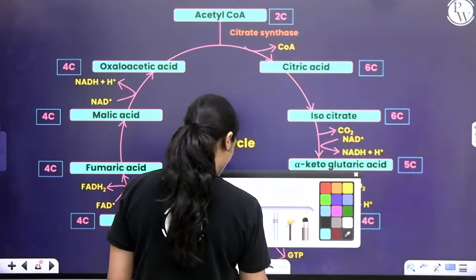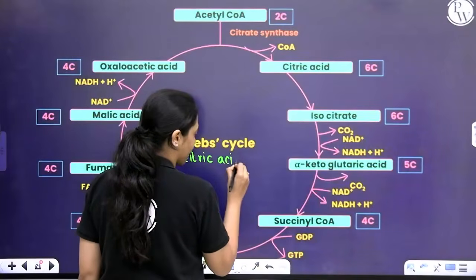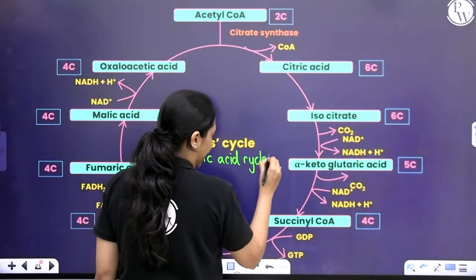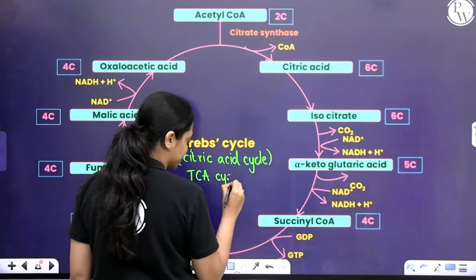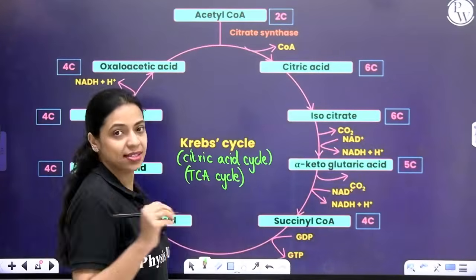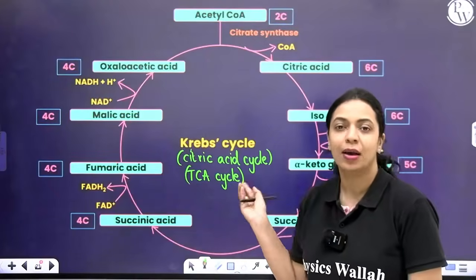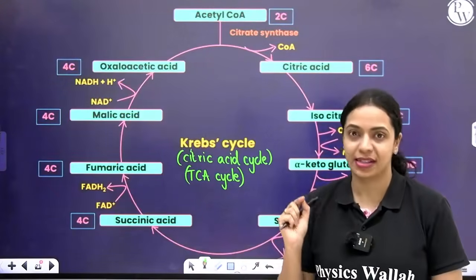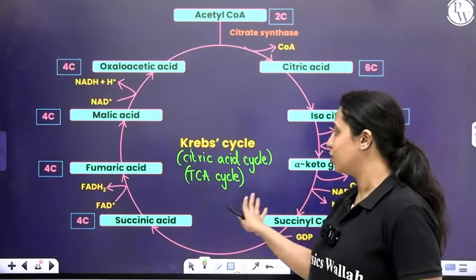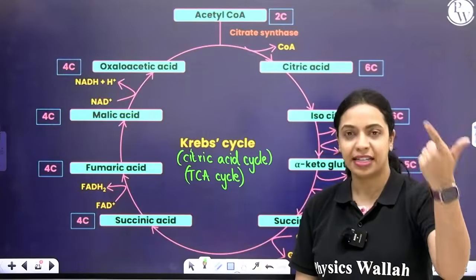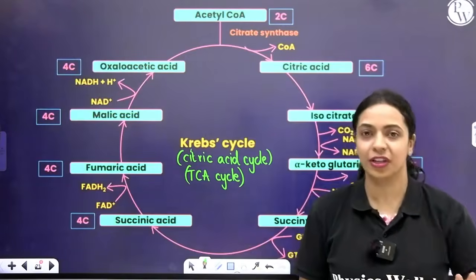Okay, so this is also called citric acid cycle, and it is also called TCA cycle. TCA cycle is short for tricarboxylic acid cycle. Citric acid and some intermediates in this pathway contain 3 carboxylic acid groups. That's why it's also called tricarboxylic acid cycle. So these are the alternate names for Krebs cycle. Krebs cycle, TCA cycle, tricarboxylic acid cycle, citric acid cycle, all of these mean the same thing.